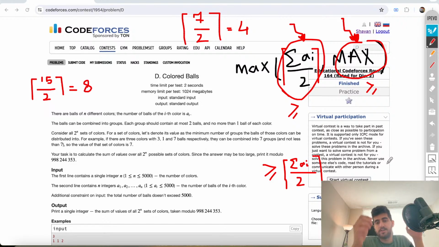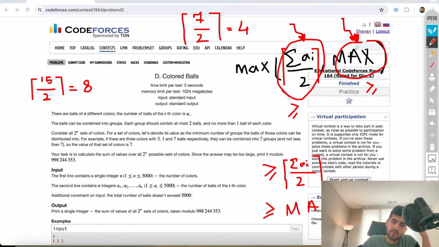Also, I'm arguing that the answer should be greater than or equal to the maximum of the AIs. And why? For example, assume that there is a color that has occurred 10 times. We have 10 balls of color 1. Then do you agree that for each one of them we need another group, so we need at least 10 groups?